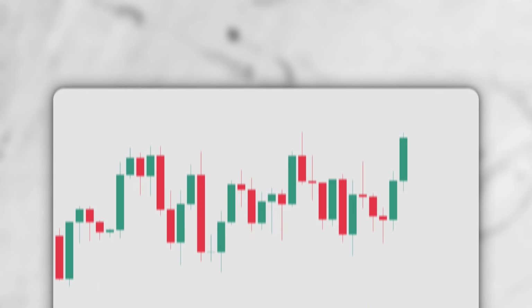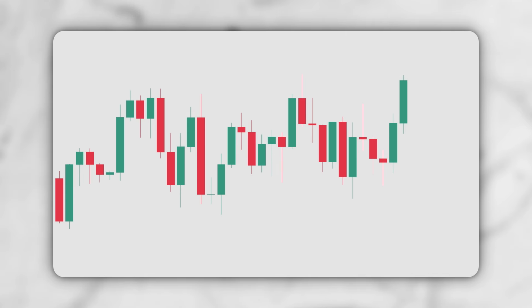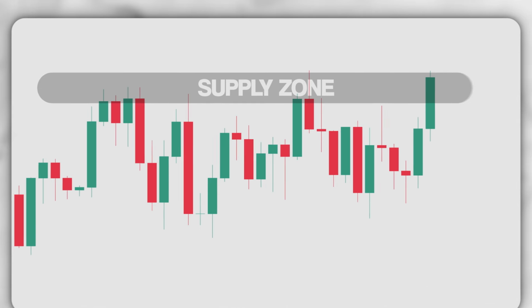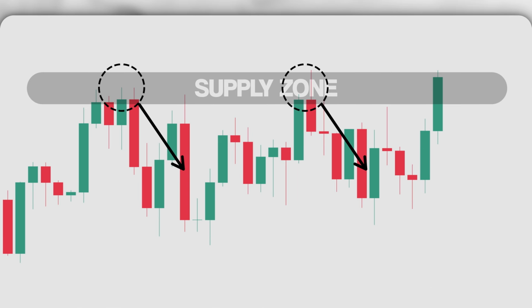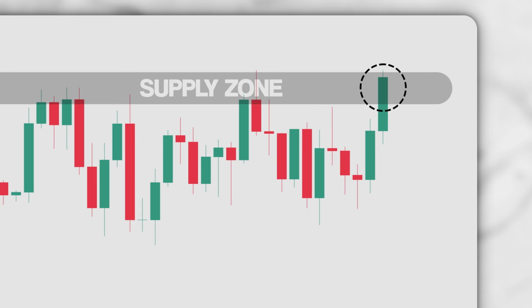But first, let's briefly clarify what these zones actually represent. A supply zone is an area on the chart where selling pressure previously exceeded buying pressure. It is a price zone where sellers were strong enough to push the market down aggressively. When price returns to this area, sellers often become active again.